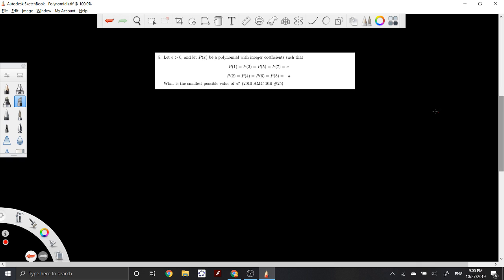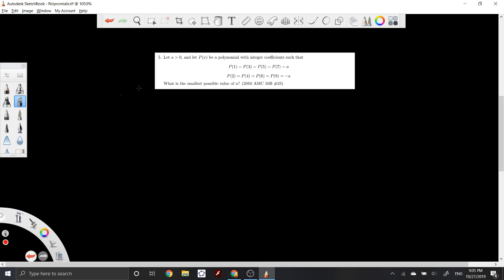The second one actually has a neat trick. We have a greater than 0, and we have a polynomial with integer coefficients, such that this is true and this is true, a bunch of stuff equal to value, and a bunch of stuff equal to value. And we want to minimize a.